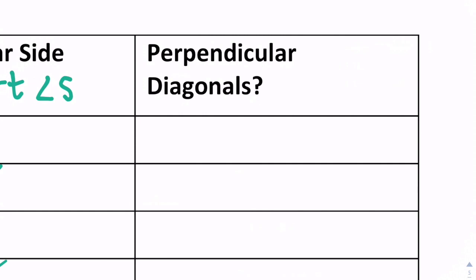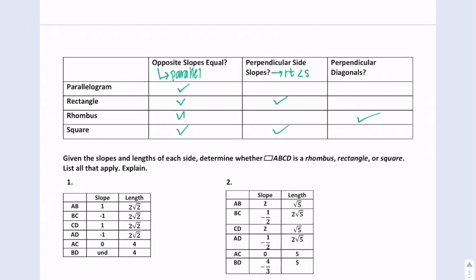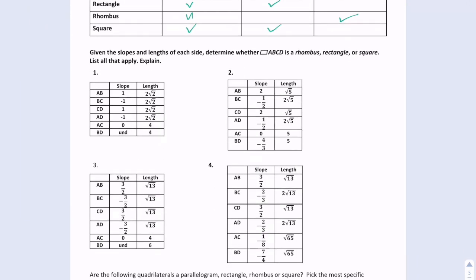Perpendicular diagonals. Well, the only shape that requires perpendicular diagonals is a rhombus. Parallelograms could have them, but they don't have to, okay?